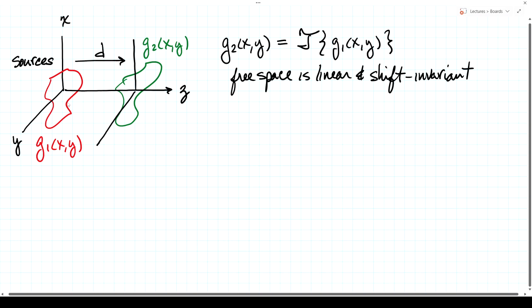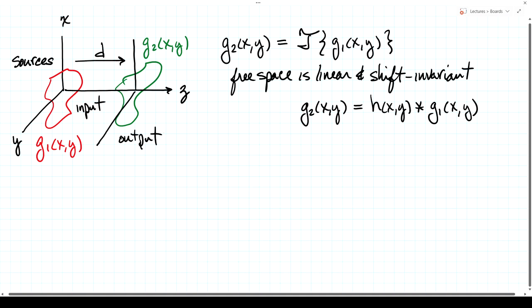Now, we know that means that this transformation must be representable as a convolution. g2 of x and y is the convolution of an impulse response, h of x and y, and the input, g1 of x and y. All right, let's think of this g1 over here as our input, and the g2 as our output of a two-dimensional linear system. So this relationship here is in the spatial domain. Everything's done in the xy system.